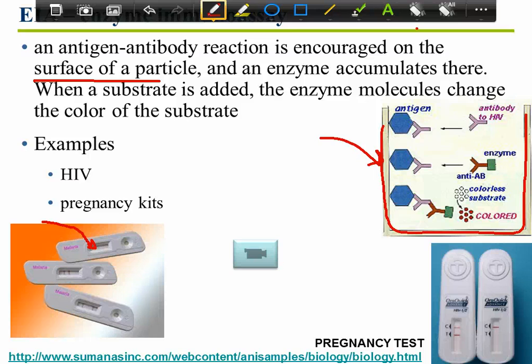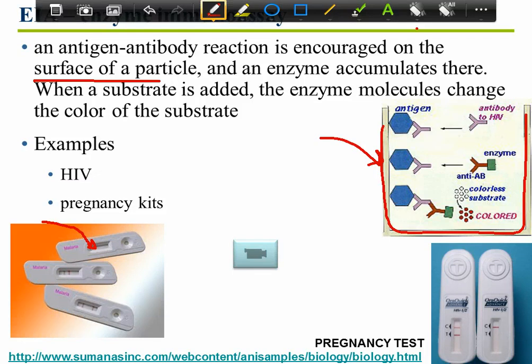Substrate changes colors. So, of course, in a pregnancy test kit, you get like a little pink line, little blue line. That's what's going on. The enzyme is activated. It acts on the substrate. Substrate changes colors. None of this happens if there's not HCG in the person's urine. Again, the antibody's already on the paper.